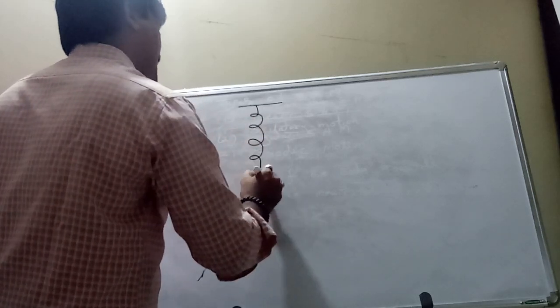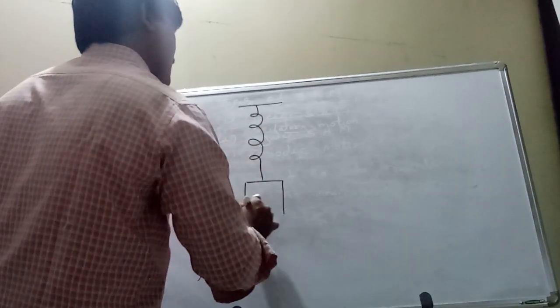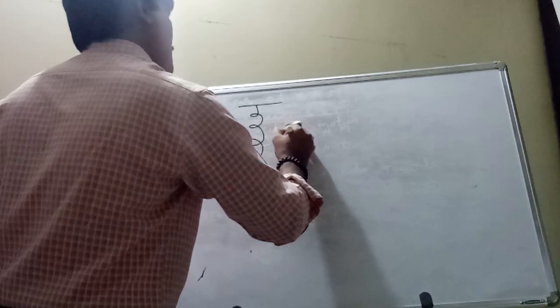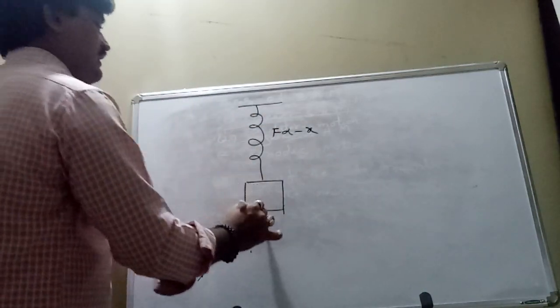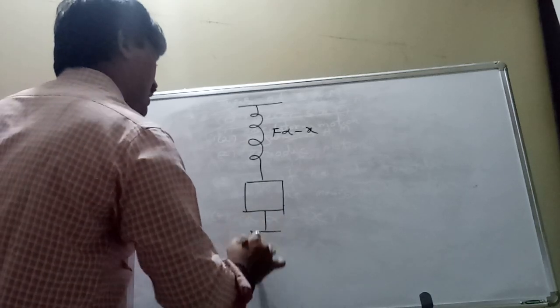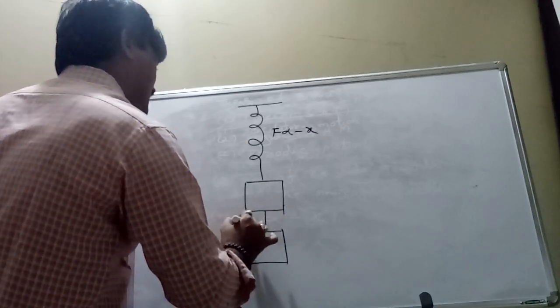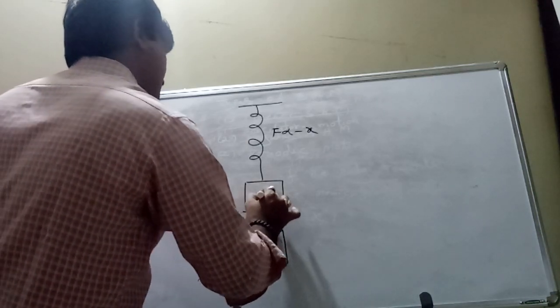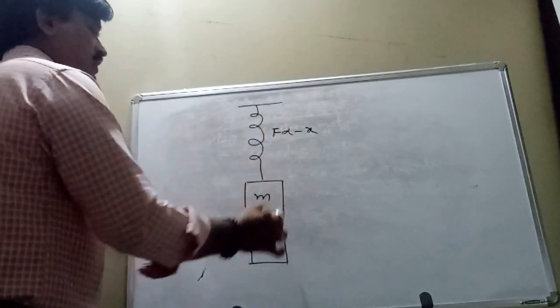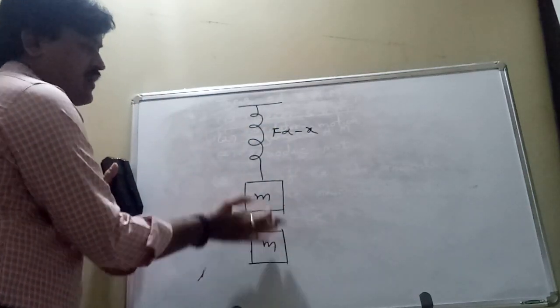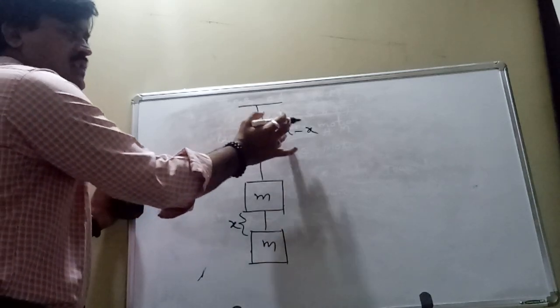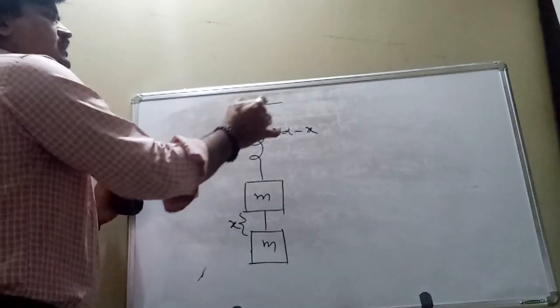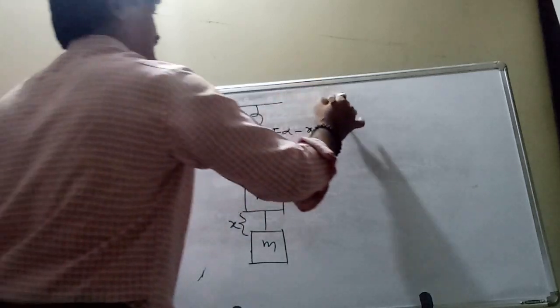Linear SHM, for example, a loaded spring. Here F is proportional to minus x. The restoring force developed in the spring helps the body return towards the mean position. That is called the restoring force. From Hooke's law, F is proportional to minus x. So this is a linear SHM.